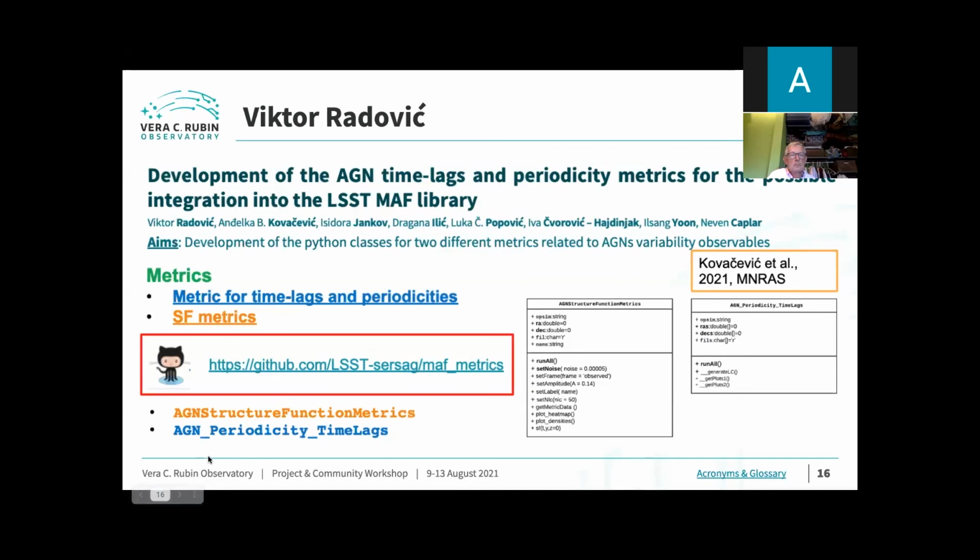to our metrics. Our Python classes are submitted to LSST MAF, and we are currently waiting for performance evaluation. These classes are AGN structure function metric class and AGN periodicity time lag class. On this slide, we can also see a UML diagram for each class, and also the link for our GitHub repository where you can publicly find these classes. Next slide, please.